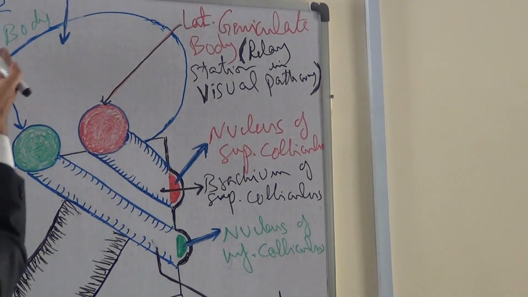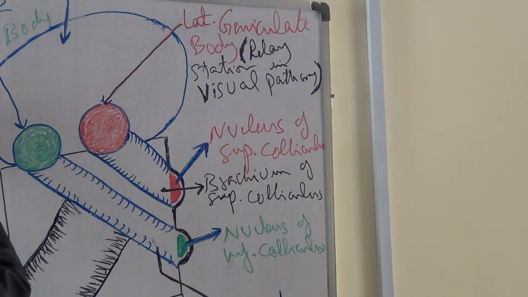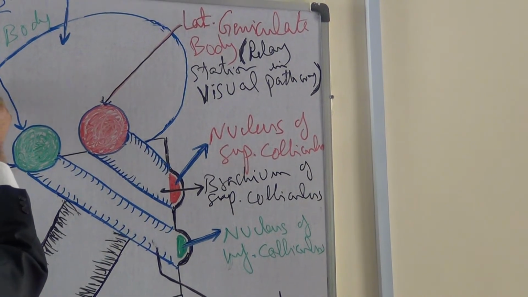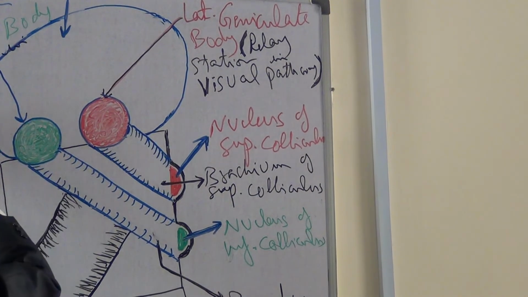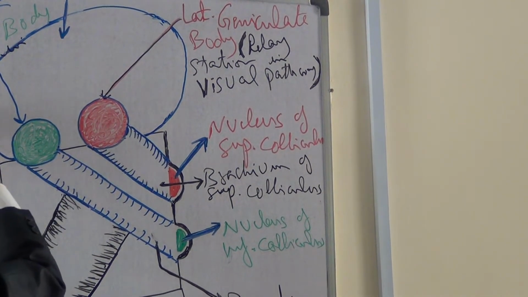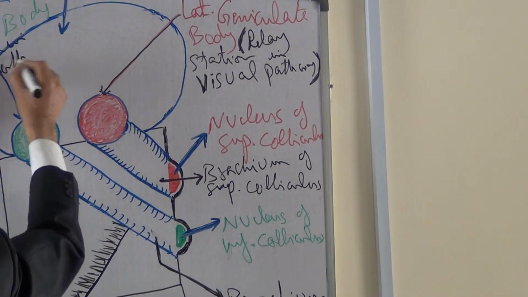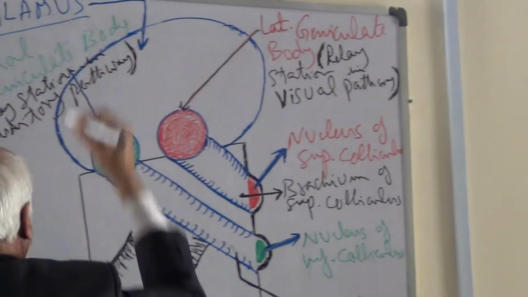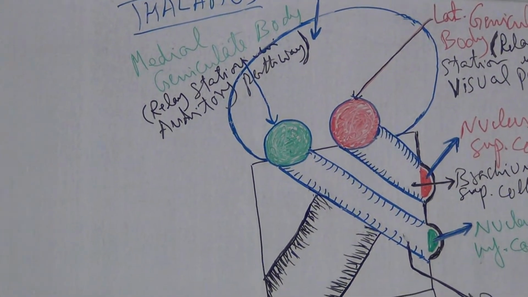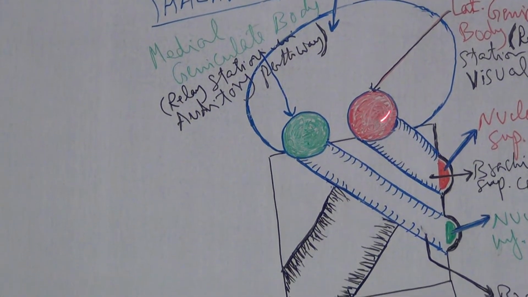Here is the medial geniculate body, which is a relay station in the auditory pathway, which we'll discuss later on. Relay station in the auditory or hearing pathway. So here regarding the visual pathway, we are concerned with the lateral geniculate body.